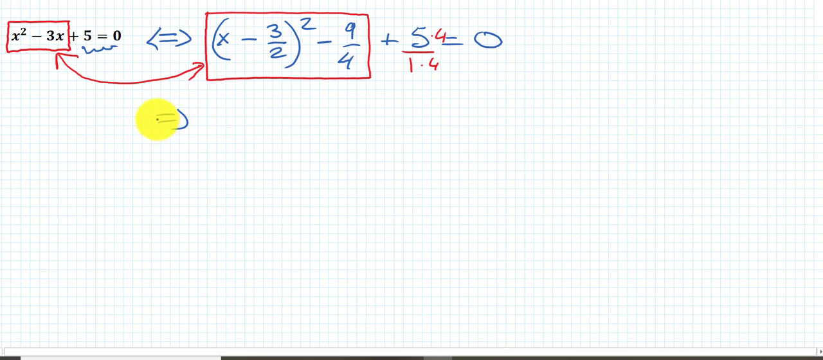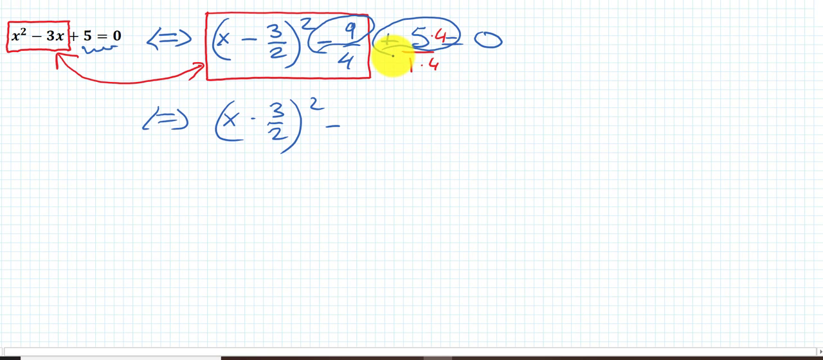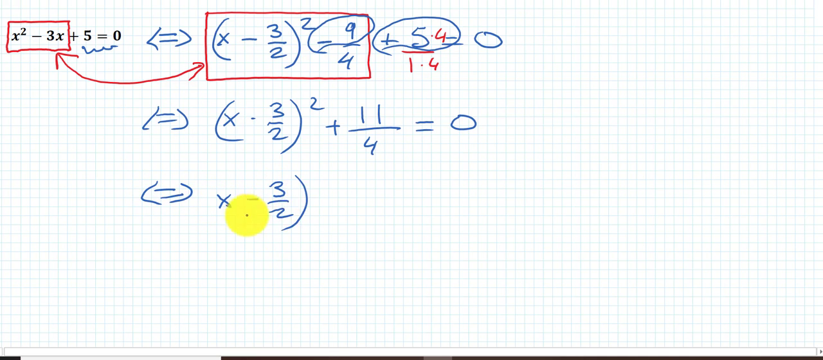So now I've got to get a common denominator, multiply both sides by 4. So I have x minus 3 halves squared minus, so what do we have? We have minus 9 plus 20. So actually it's going to be a plus. Minus 9 plus 20 is plus 11 over 4 equals 0. All right, let's subtract 11 fourths on both sides. x minus 3 halves squared equals negative 11 fourths.